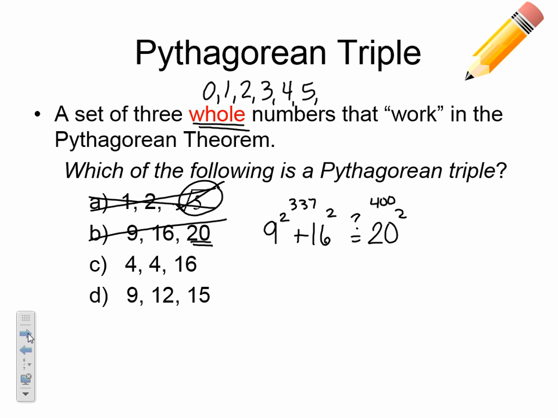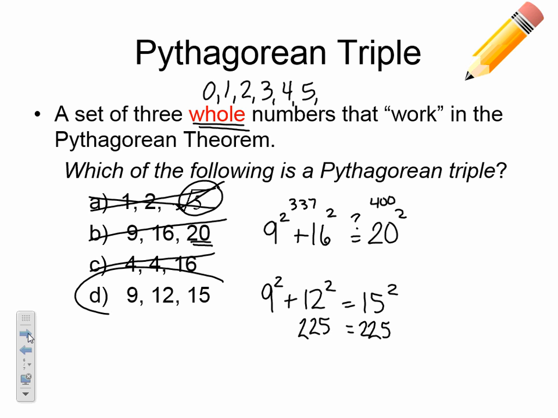Let's keep going. 4 squared plus 4 squared, does that equal 16 squared? Nope, that one's not good either. How about 9 squared plus 12 squared equals 15 squared? Let's test it. 9 squared is 81, 12 squared is 144. 81 plus 144 is 225. Hey, that does equal 15 squared because 15 squared is 225. So this one is a set that we would call a Pythagorean triple. It's whole numbers that work when we plug them into the Pythagorean theorem. They would make a lovely right triangle. Okay, so that idea we need to make sure we have under control in our notes.